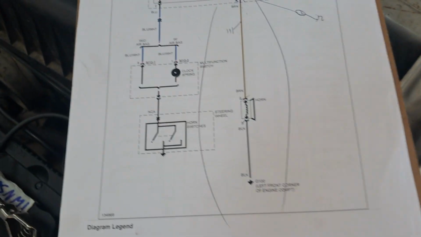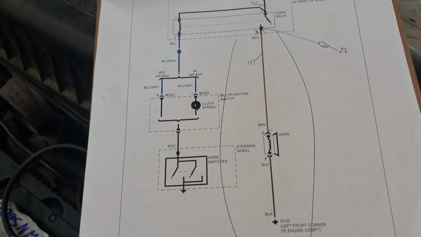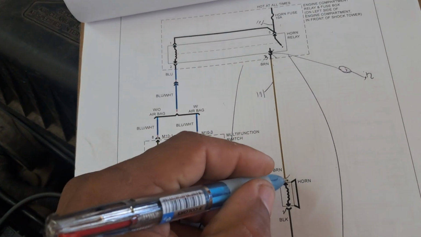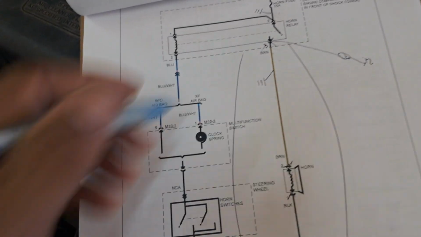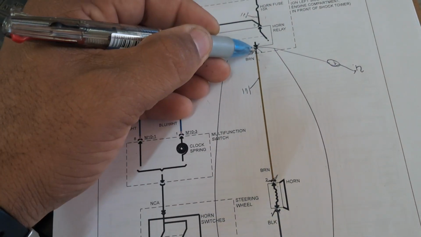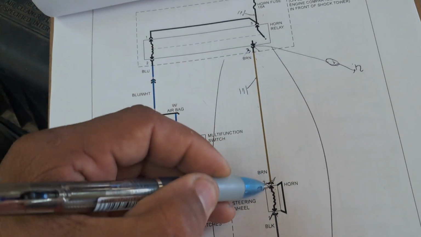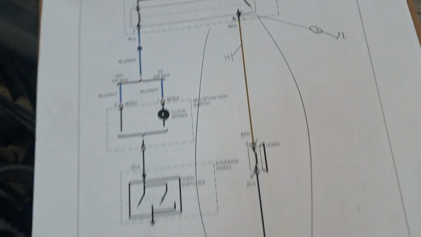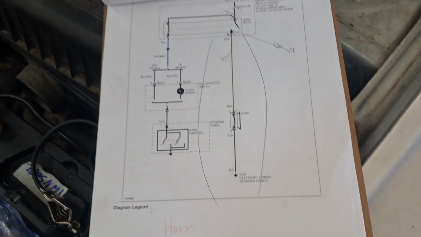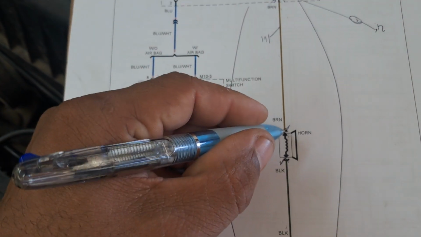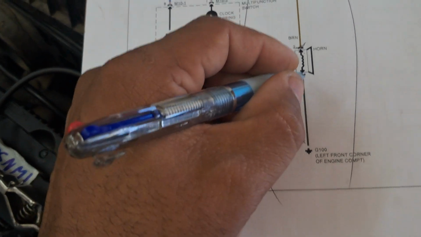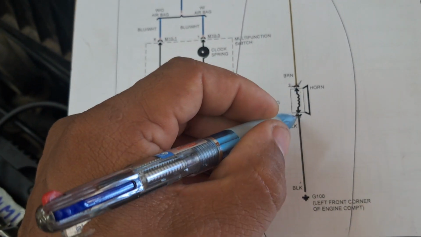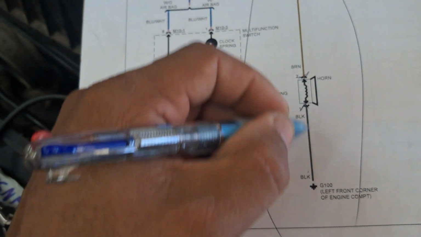But if my light still remains illuminated after I remove the horn from the circuit, then my short to ground is on this leg of the circuit. So before I totally disconnect the horn, I'm going to remove the ground wire from the horn first.